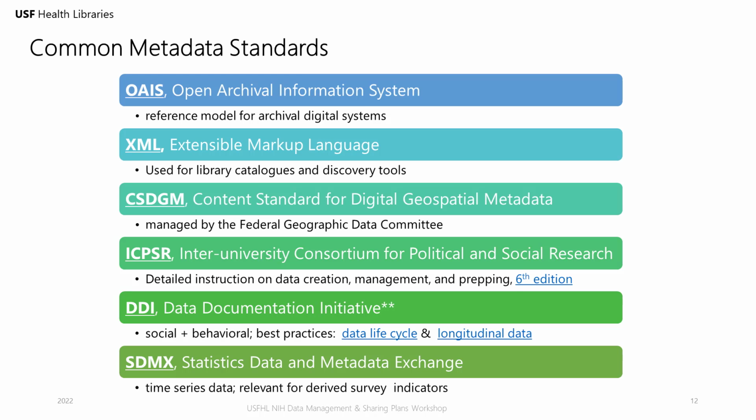If you're looking at social or behavioral sciences, DDI is a good metadata specification, and it is very good for handling longitudinal data. So that might be a choice to look at if you're doing longitudinal studies. We also have the SDMX, which is primarily for time series data. It's not directly usable for survey microdata, but it's relevant for derived indicators. The U.S. Bureau of Labor Statistics, for example, uses SDMX. So these are some common metadata standards, and there are others specific to disciplines and domains.